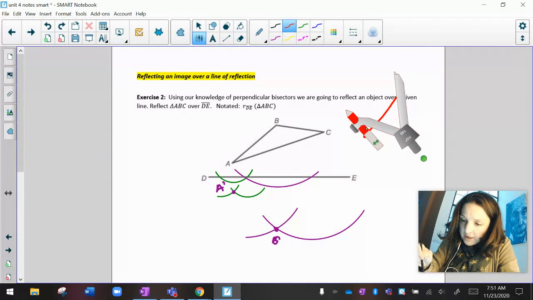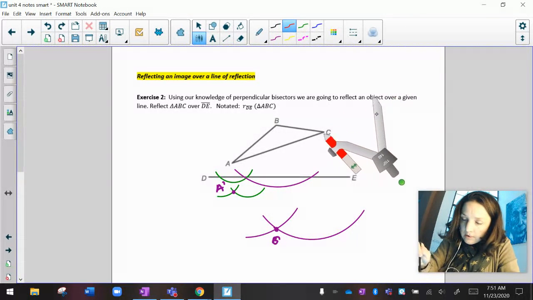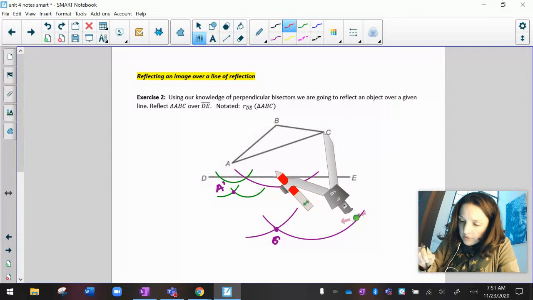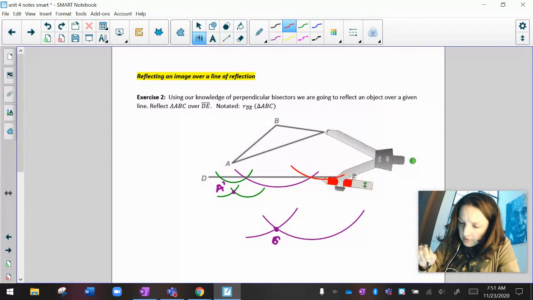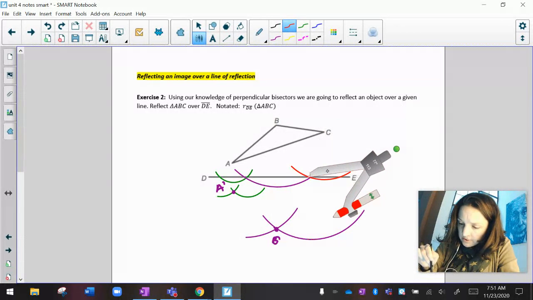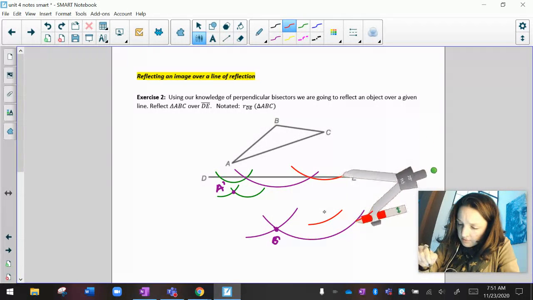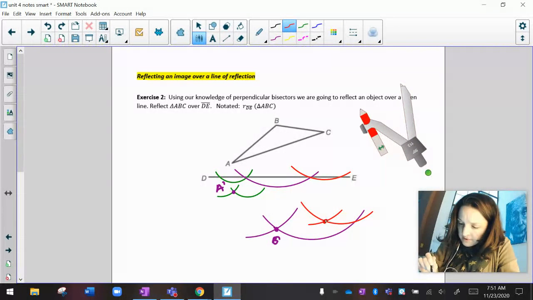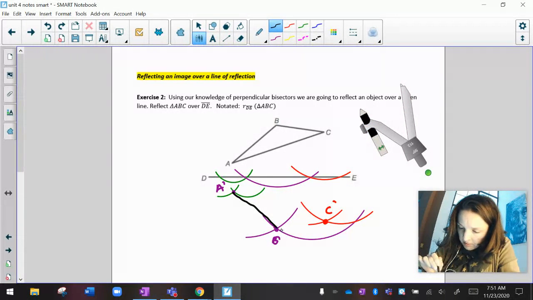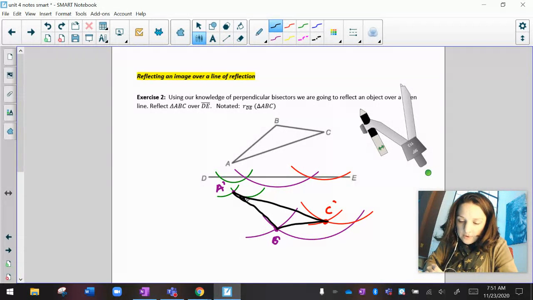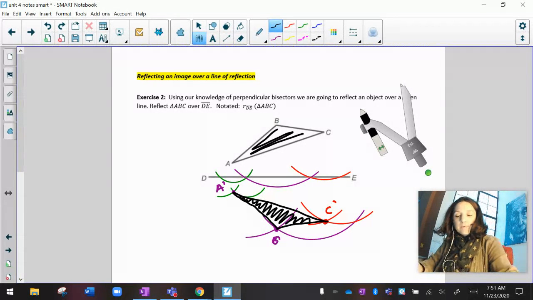And then I do the exact same thing from C. Open this so it hits twice. That's a little too big. Let's see, that'll work. So open from C so it hits twice, and then draw 2 more arcs. That is now C prime. And then if I connect the dots, A prime to B prime to C prime, I can't draw very well, but this triangle is the reflection of that one when I flip over the line.